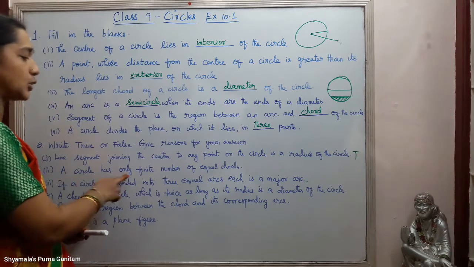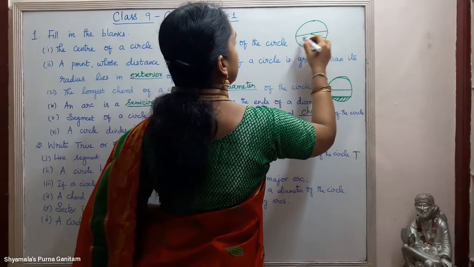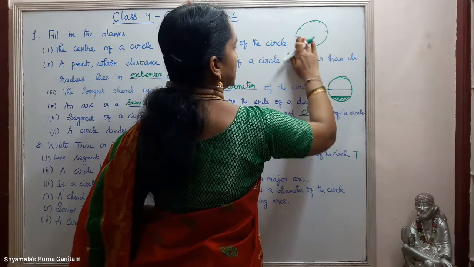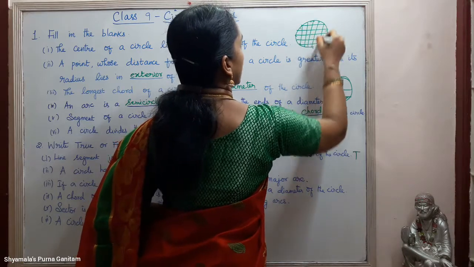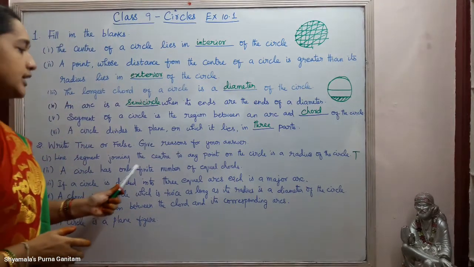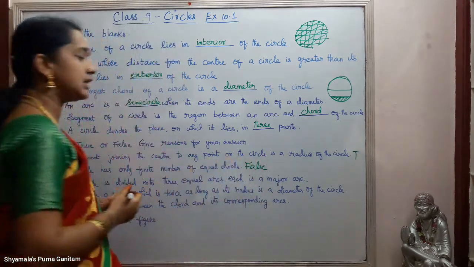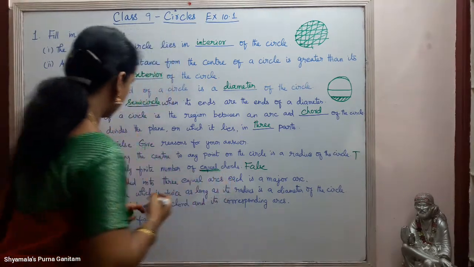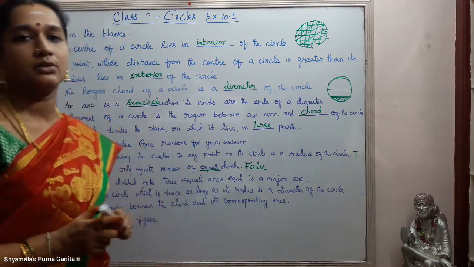Then, a circle has only a finite number of equal chords. If we take a circle, there are infinitely many chords. The diameter is also a chord. This one also is a chord, and like this also we will say chord. So it has infinitely many equal chords. So the statement that a circle has only a finite number of equal chords is false.